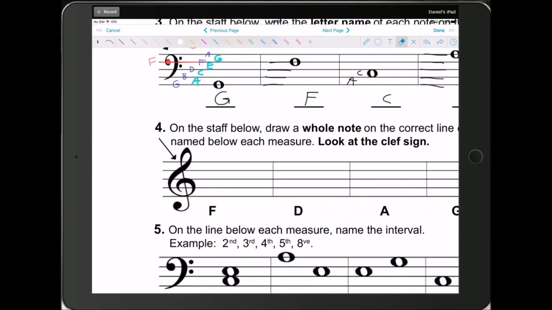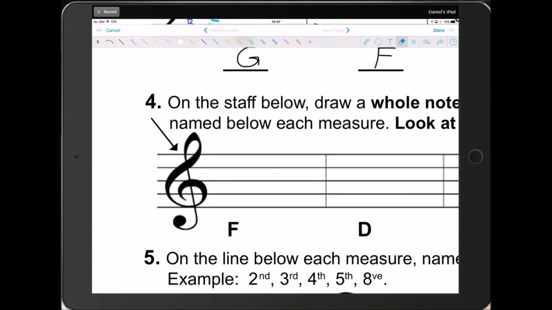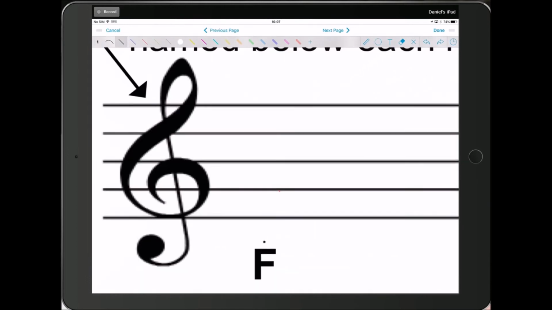Alright, so this is like the opposite of number 3. In number 3, they gave you the note, you had to name it. This one, they gave you the name, you have to put the note on the staff. So, let's start. Oh, wait, did we go over our lines and spaces?